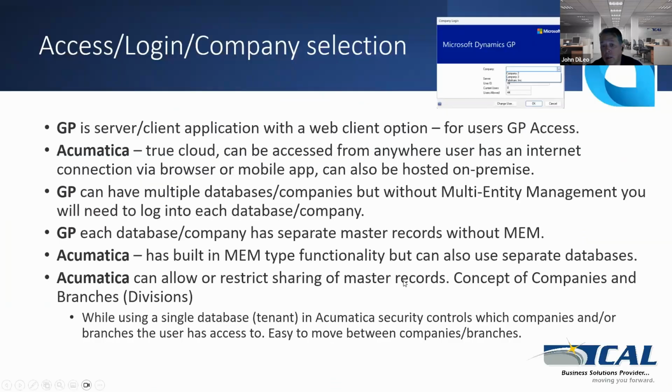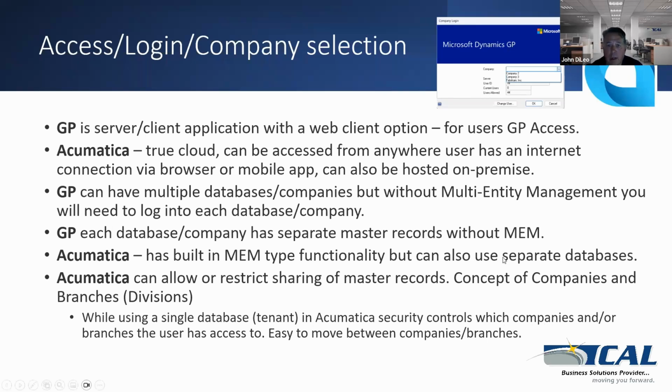So you can restrict or you can share master records, the concept of companies and branches or divisions. You can do that with Acumatica. If you want to share those master records across all the companies, you can, or not. If you have the intercompany module, then it's going to do intercompany balancing, which is the same thing that multi-entity would do with GP. If you're using a single database or tenant, in Acumatica's case, the security controls in that can again limit who has access to what within each of those.